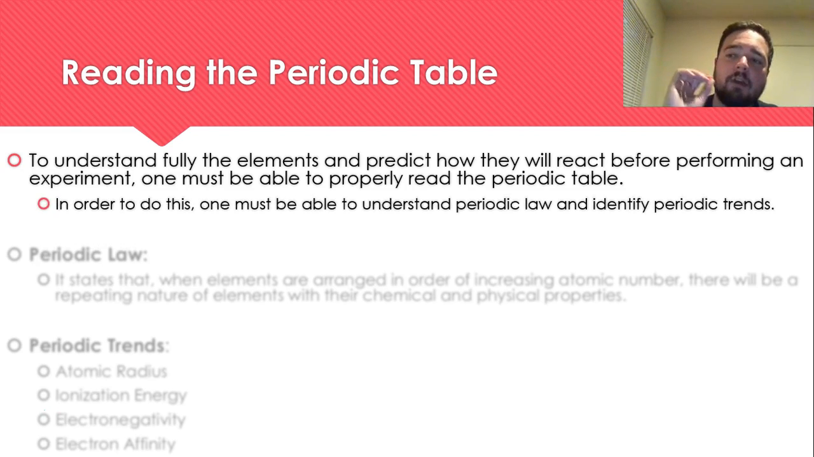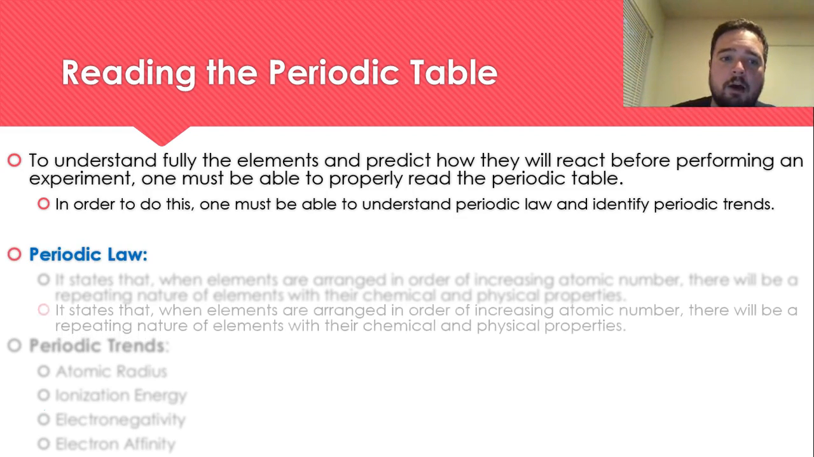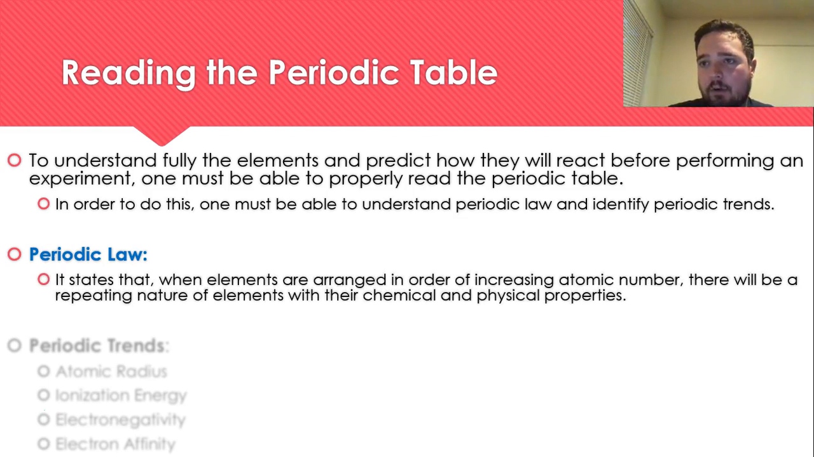But in order to do that, we need to understand what's called periodic law and identify certain periodic trends. Periodic law states that when elements are arranged in order of increasing atomic number, there will be a repeating nature of elements with chemical and physical properties, which is what Moseley and Mendeleev proved with their iterations of the periodic table. So that's what's called periodic law.